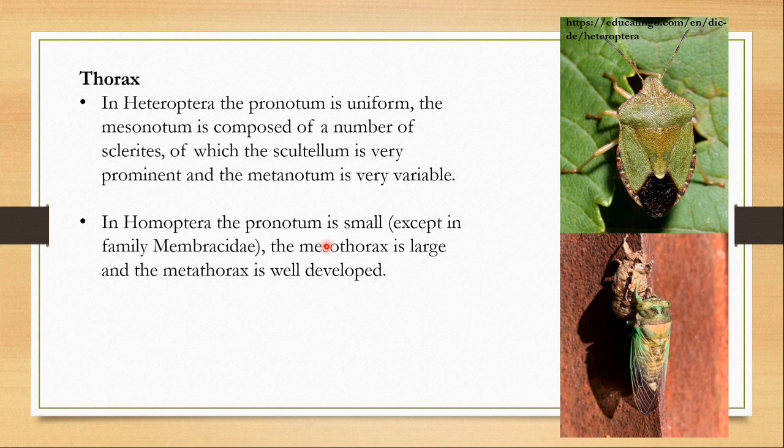In Homoptera, the pronotum is small except for family Membracidae, and I'm going to show you the difference between Membracidae and other families very soon. And the mesothorax is large and the metathorax is well developed. So the first one is small, the second one is large, and the third one is well developed.